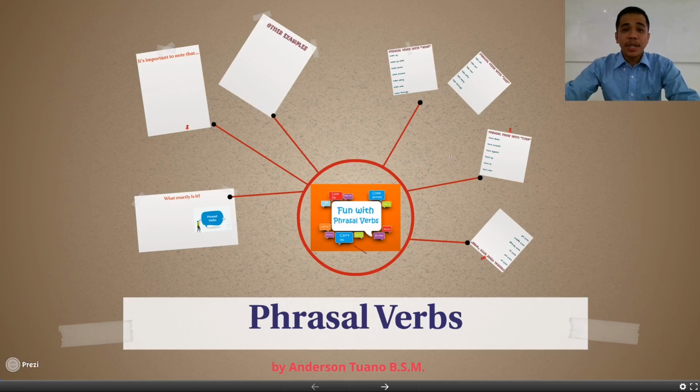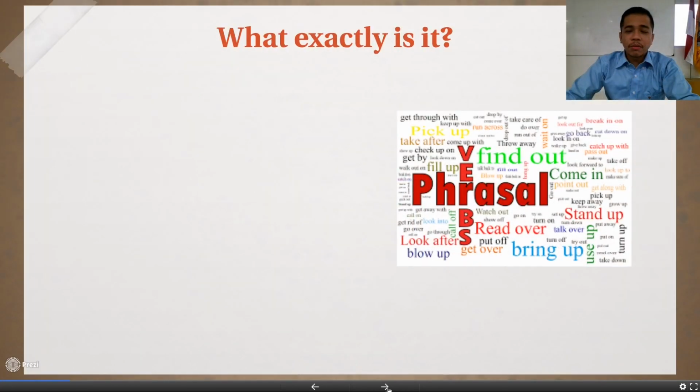Anyway, I'm here to give you a brief discussion on the topic phrasal verbs. And this is probably one of the most confusing topics in grammar, which is why I'm going to discuss it today. Alright, let's begin. So, what exactly is it, a phrasal verb?